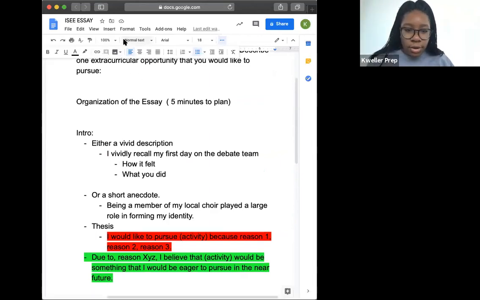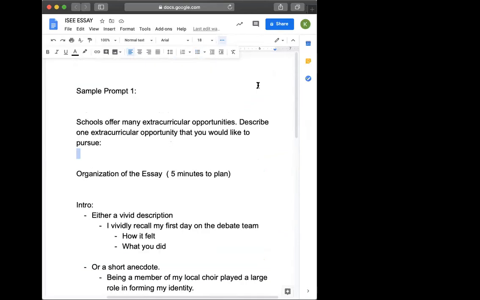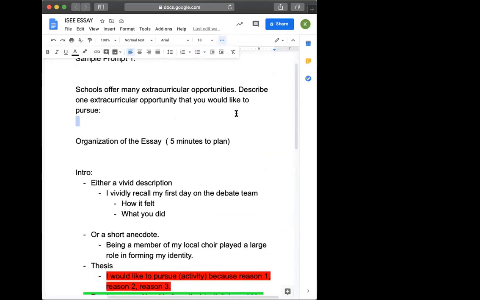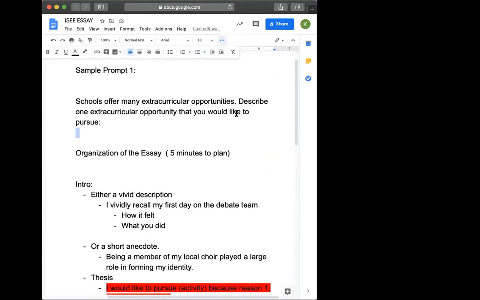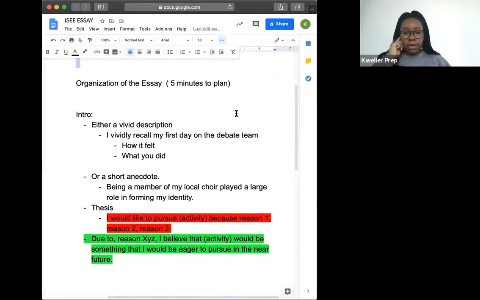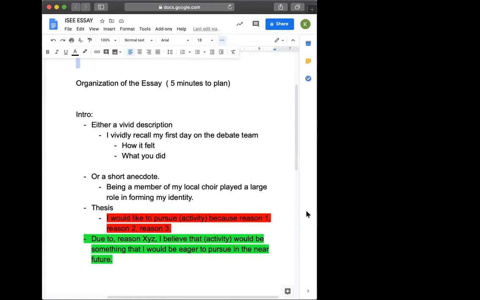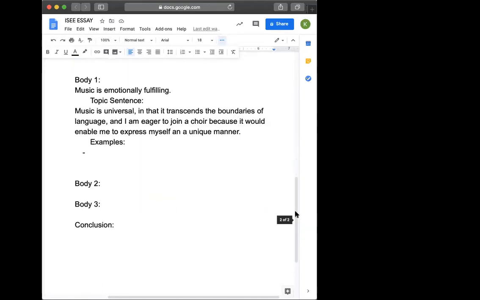Can I scroll up? Sure. Madeline, what do you want to see? I'd just like to see the description and the anecdote. I just want to take a screenshot of that. Go ahead. Okay, thank you. Of course.